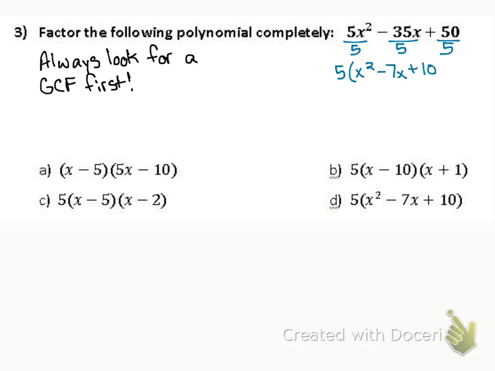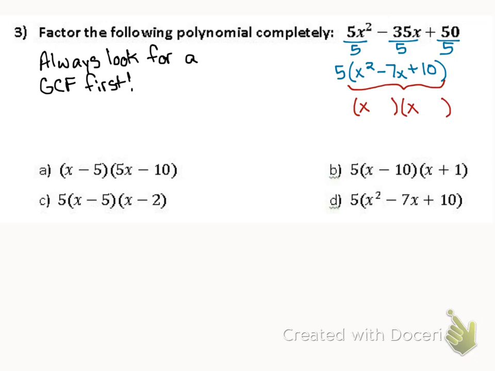So when we factor out a 5, that leaves us with x squared minus 7x plus 10. That's one of the options shown, but that's not completely factored yet. The quadratic trinomial on the inside can be factored using a simple quadratic pattern. First, we'll set up our parentheses. We need x's in the front because that's where our x squared comes from.